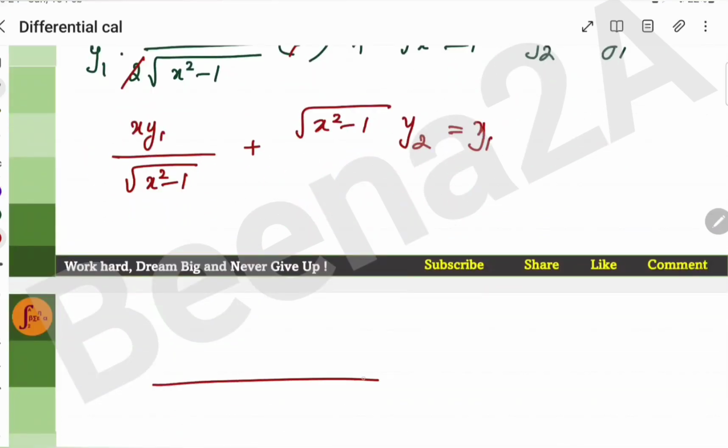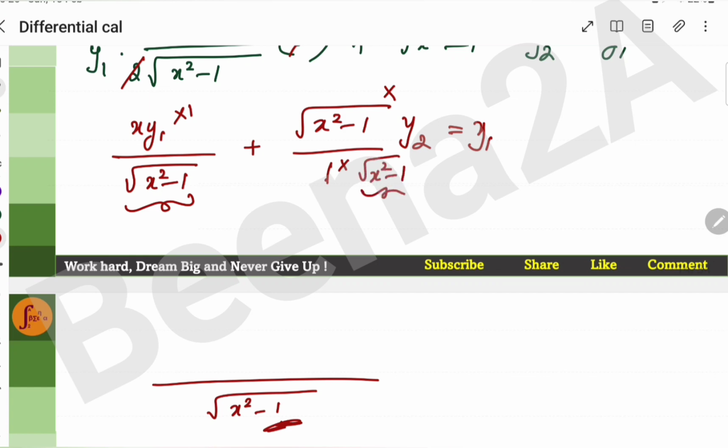LCM would be root of x square minus 1. So this will go once and this will go. The denominator is nothing, you assume it as 1. You have to multiply 1 with this to get this as the LCM. But you have to multiply the numerator, right? Here you have to multiply.